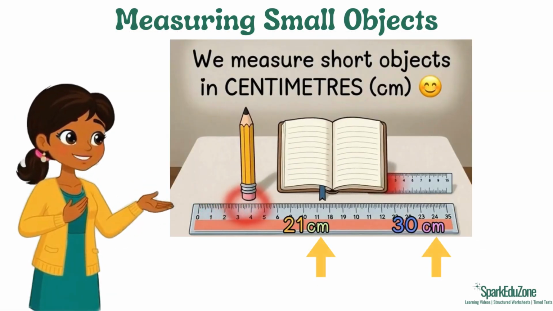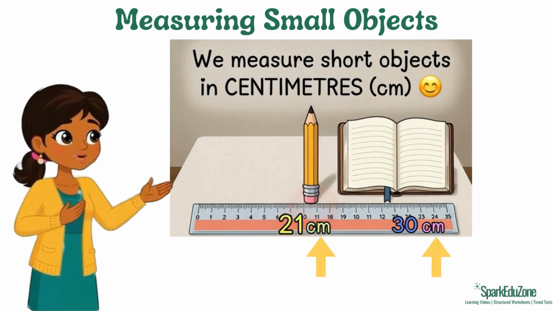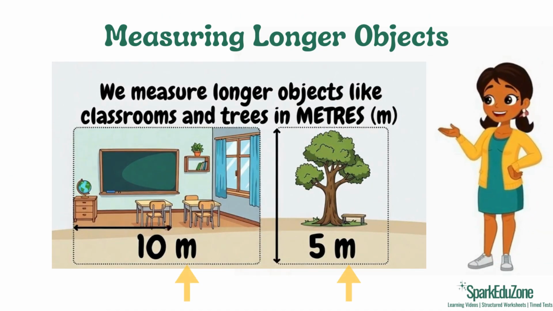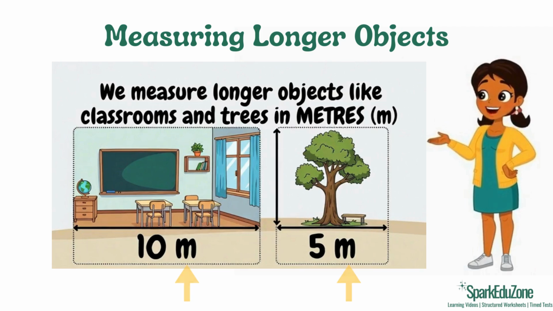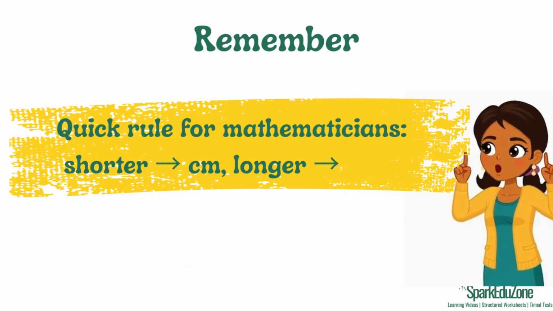Let's start small. For objects like a pencil, book, or your ruler, we use centimeters, cm, for shorter objects. But for longer things, like the length of your classroom or a tree, we use meters, m. Quick rule for mathematicians: shorter, cm; longer, m.